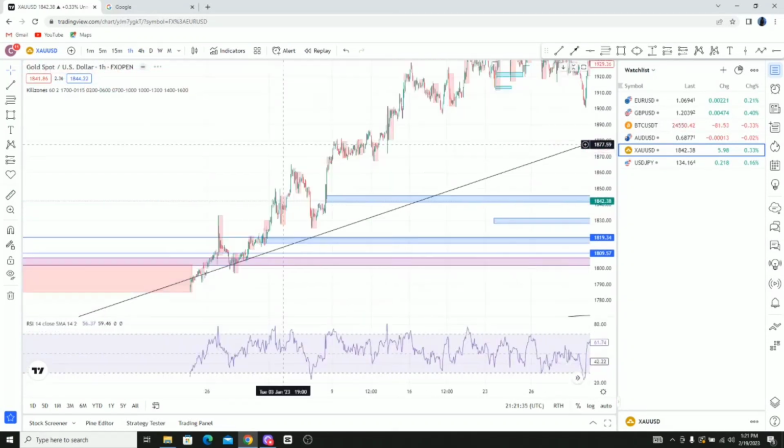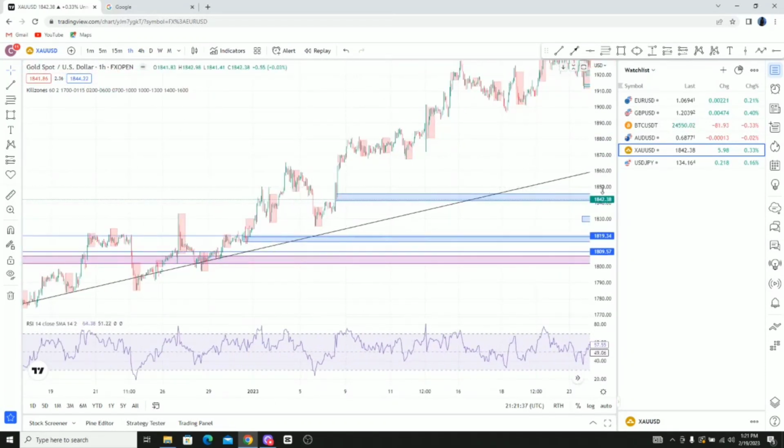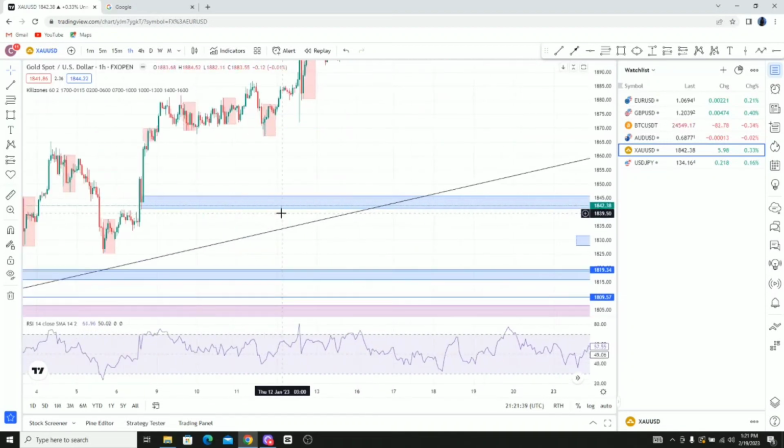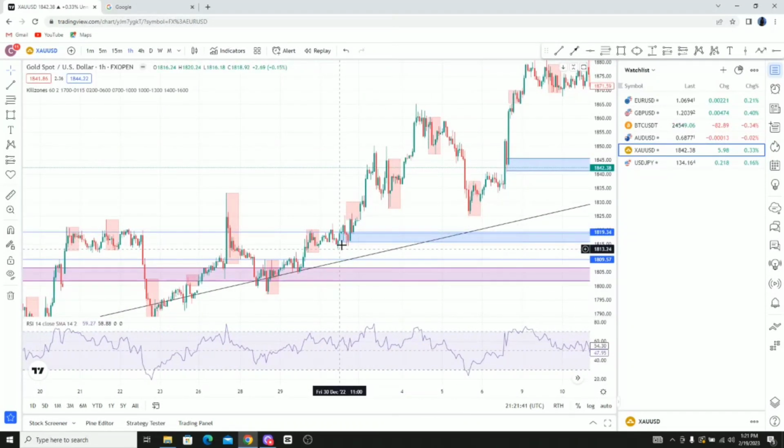So let me expand this and this. As you can see from this point, the market broke this low to the upside, and it started going up for me. From this point, you look at it, it did higher high, higher low, higher high, higher low, higher high. Instead of giving a higher low, it gave a lower high. That is, it broke this low here.